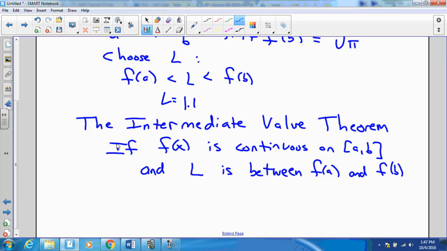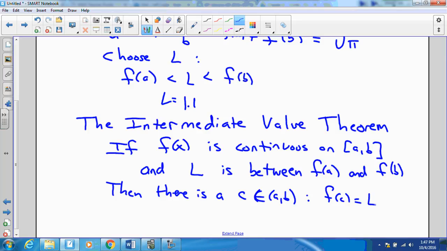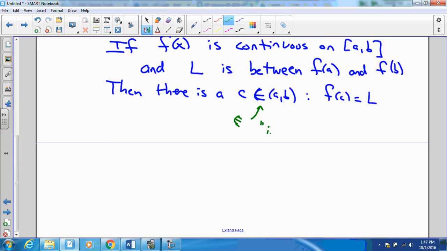So if those two conditions are true, then, and that's the signal that we have our conclusion, there is a c somewhere between a and b such that f of c equals L. Now let me explain the language because my other class was a little confused by this. This little ∈ right here is pronounced "in" or "belongs to."